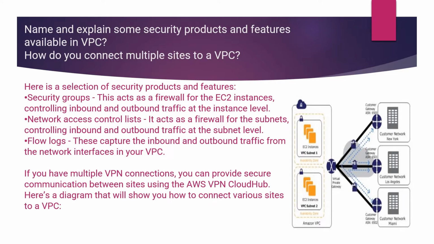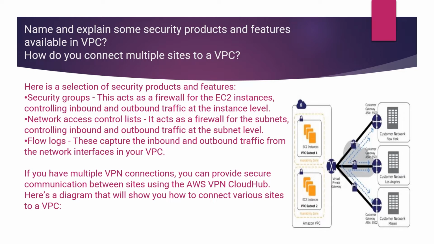To fix this problem, you need to enable the DNS hostname resolution, so that the problem resolves itself. 38. How do you connect multiple sites to a VPC? If you have multiple VPN connections, you can provide secure communication between sites using the AWS VPN CloudHub. Here's a diagram that will show you how to connect various sites to a VPC.